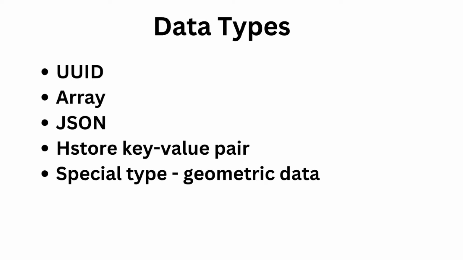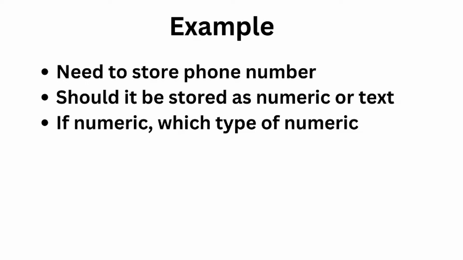Now, when creating databases and tables, you should carefully consider which data type should be used for the data to be stored. Let's imagine we want to store a phone number. And we start thinking, should it be stored as a numeric data type, such as a large integer? And if so, maybe what type of numeric? Should we be storing it as just a normal integer, a big integer, etc.?